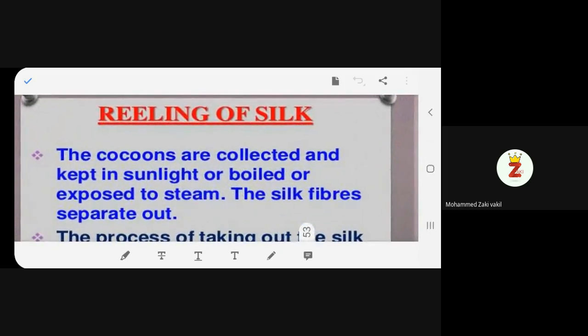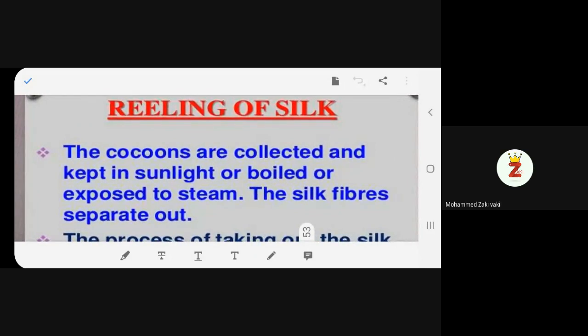Now let's see again the same thing but in a different manner. Let's see what you learn. Reeling of silk. Start.